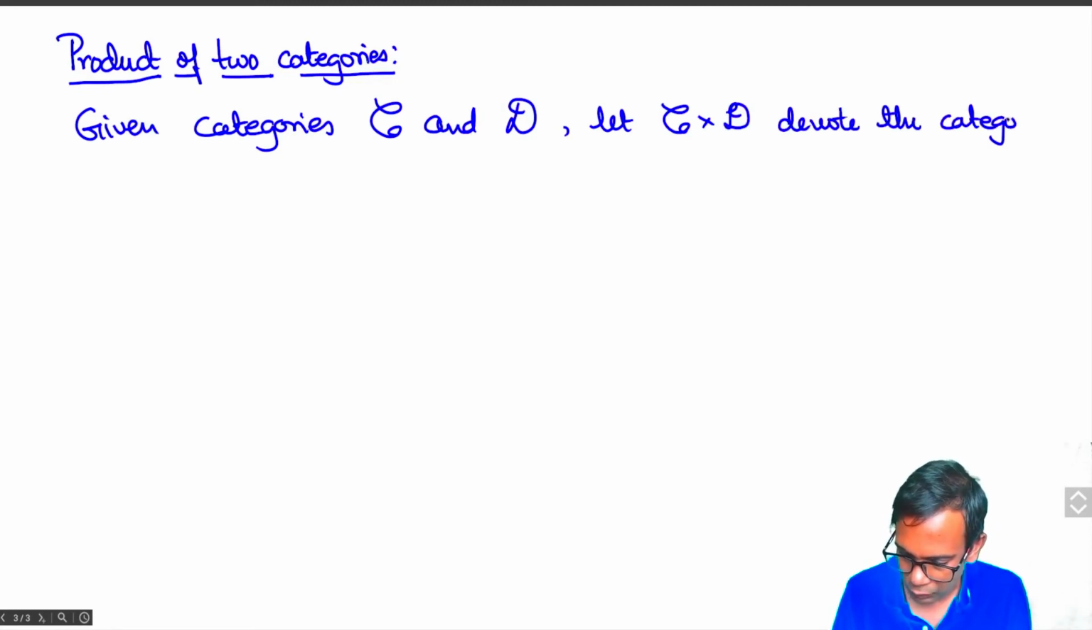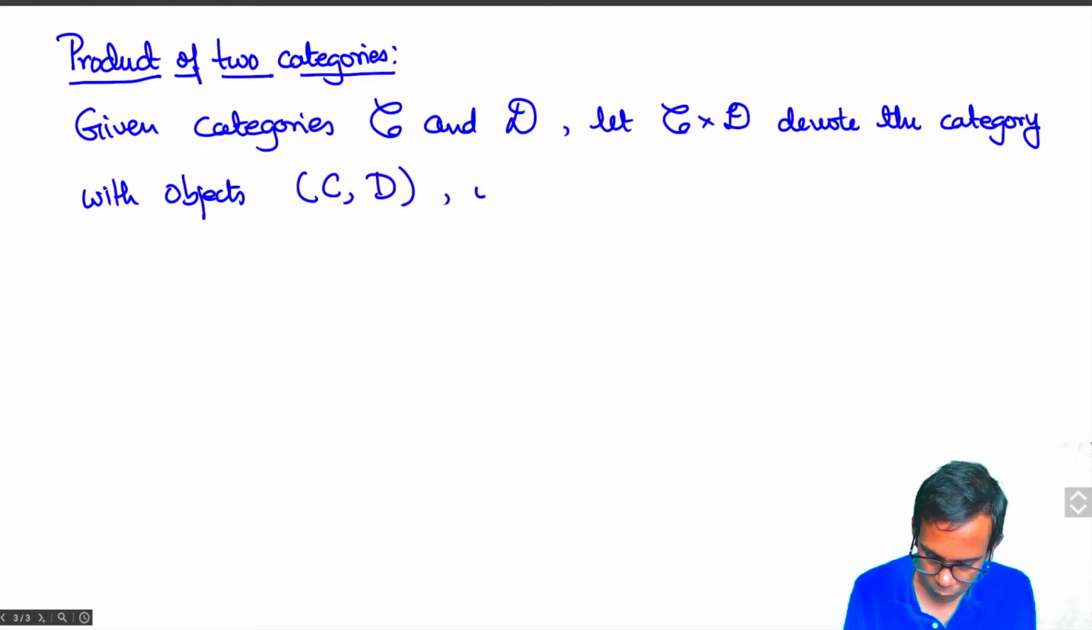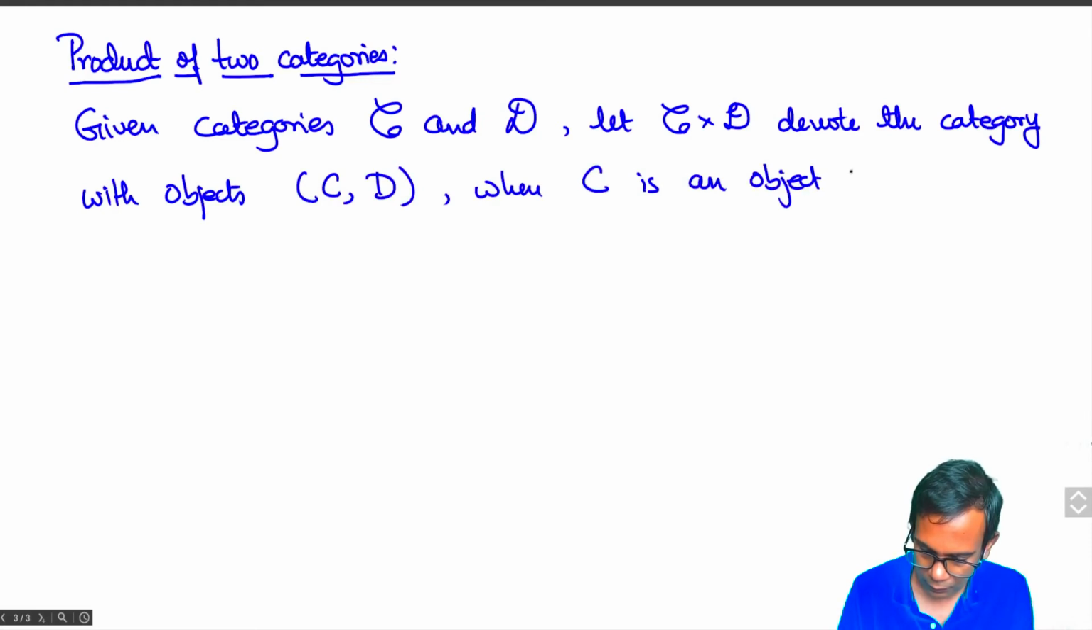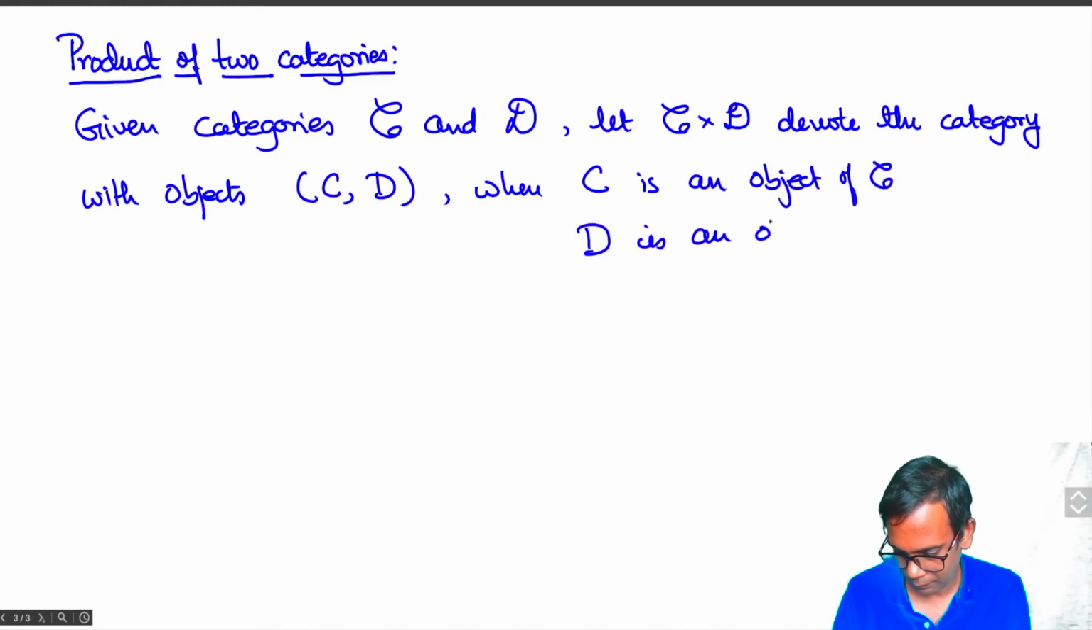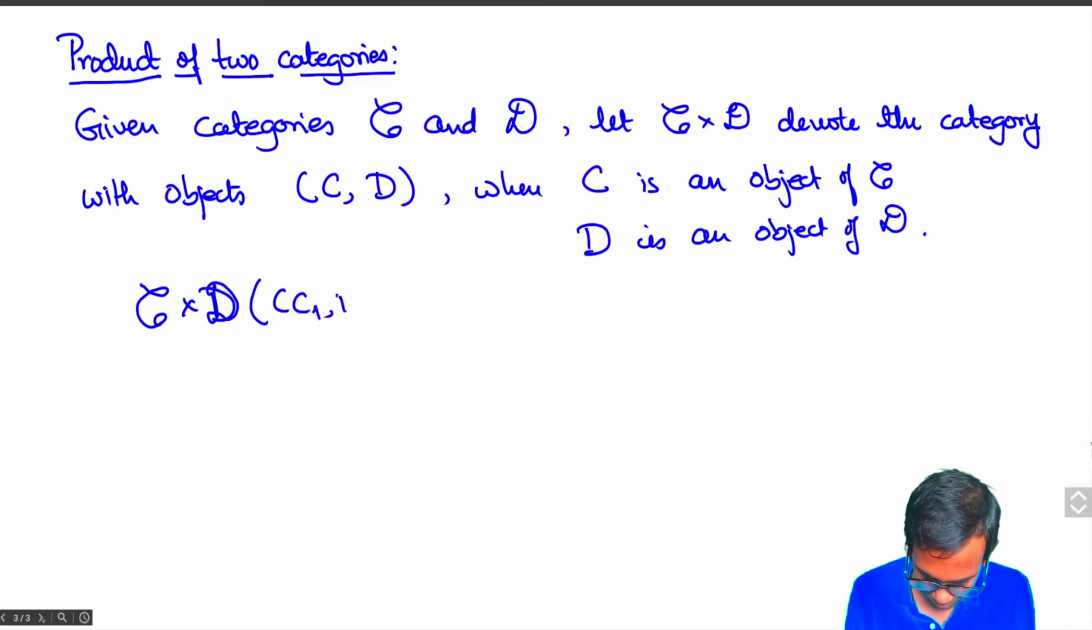So I need to specify what are the objects, what are the arrows, and what is composition. With objects of the form (c, d), where c is an object of C and d is an object of D. And what are the arrows? In the category C cross D, let's take two objects, say (c1, d1), and let's take another object (c2, d2).